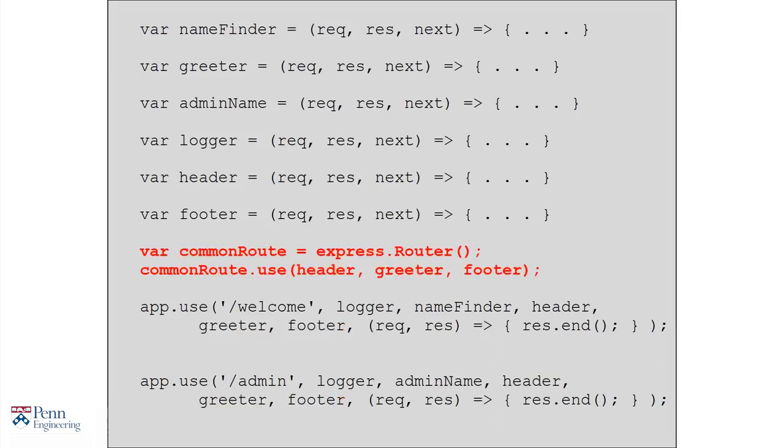And we can do that using the express.Router function. Here we see we're creating a variable called common route using express.Router. Then we can say that in this common route, we're going to use the header, the greeter, and the footer in that order. Now we can take header, greeter, and footer from here and just replace it with common route, which we've defined up here, and we can do that for admin as well.